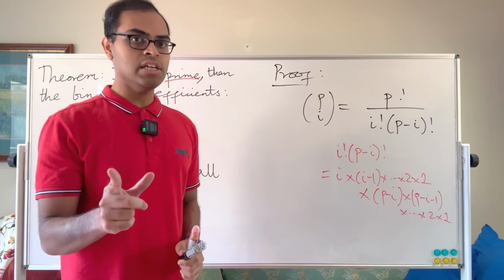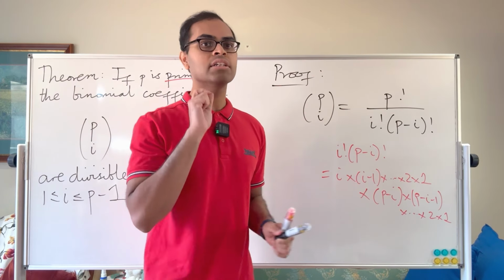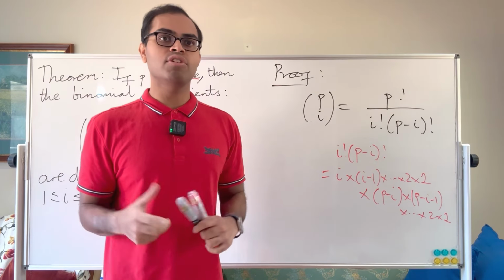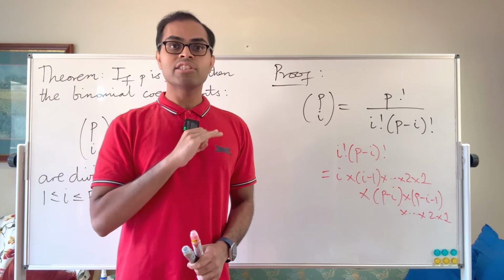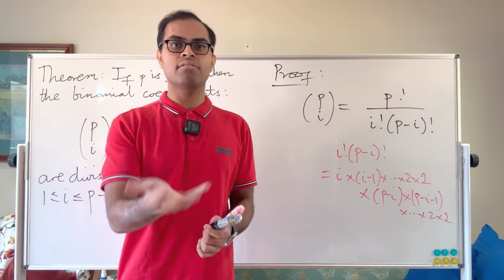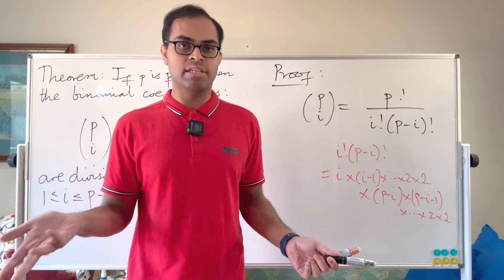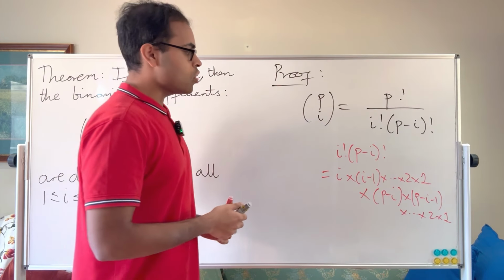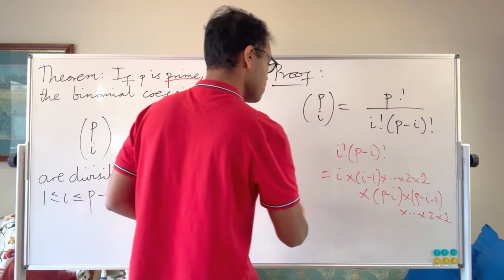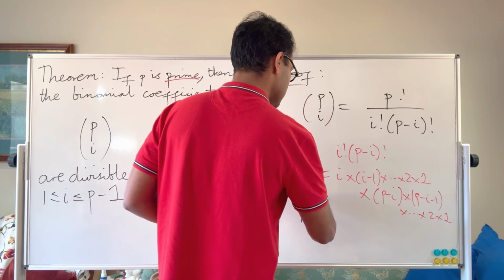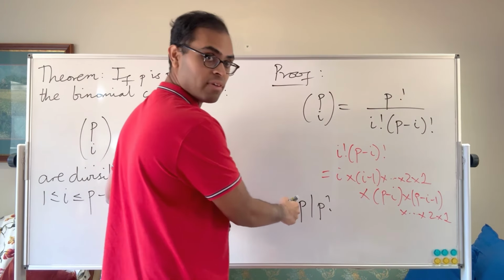So we've used the fact p is prime to say p cannot divide the product even if it doesn't divide any of the individual numbers, which is not true for non-prime numbers. Like 4 divides 2 times 2, but it doesn't divide either of the factors, 2 and 2. Okay, so because of that, p divides the numerator but not the denominator. So therefore we conclude that p divides p factorial.